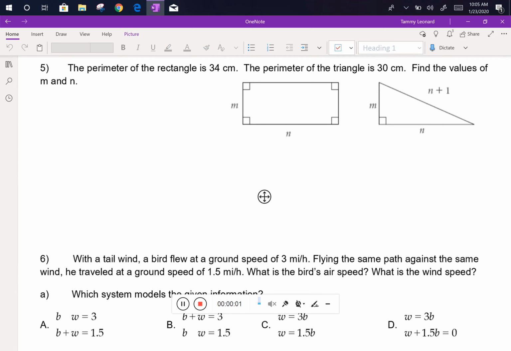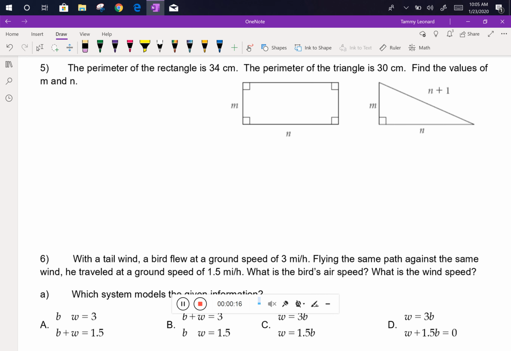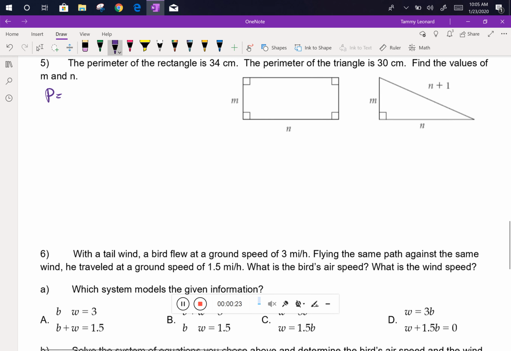The perimeter of this rectangle is 34 centimeters, and we see a picture of the rectangle off to the right. In this rectangle, we see that the length is n and the width is m. And so we go back to our perimeter formula that we've learned about in the past. We know that perimeter is equal to 2 times the length plus 2 times the width.